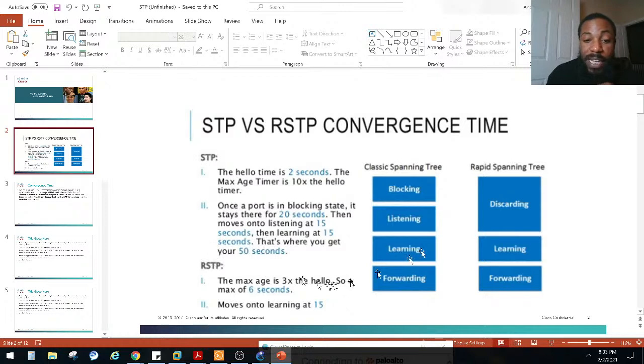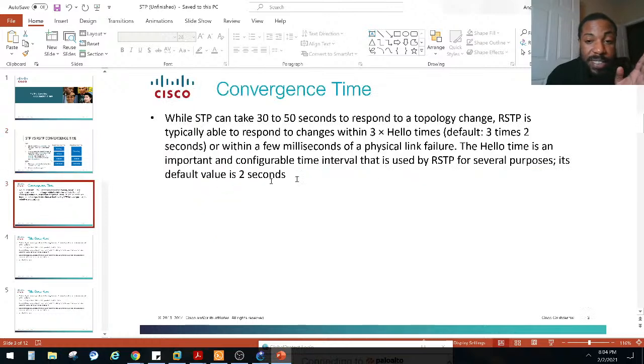And now RSTP, there are all these different timers that you can tweak. But by default, it moves on to learning at 15 seconds. Then again, I also saw it said it can start forwarding between 6 to 10 seconds by default.